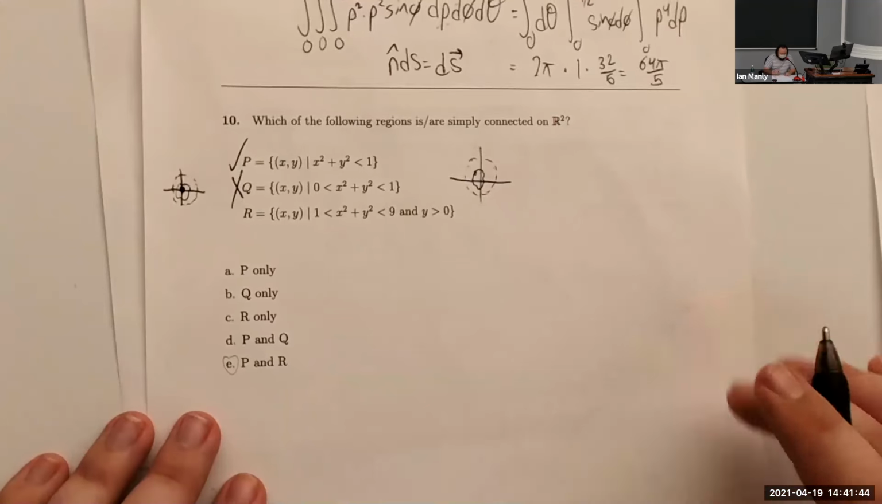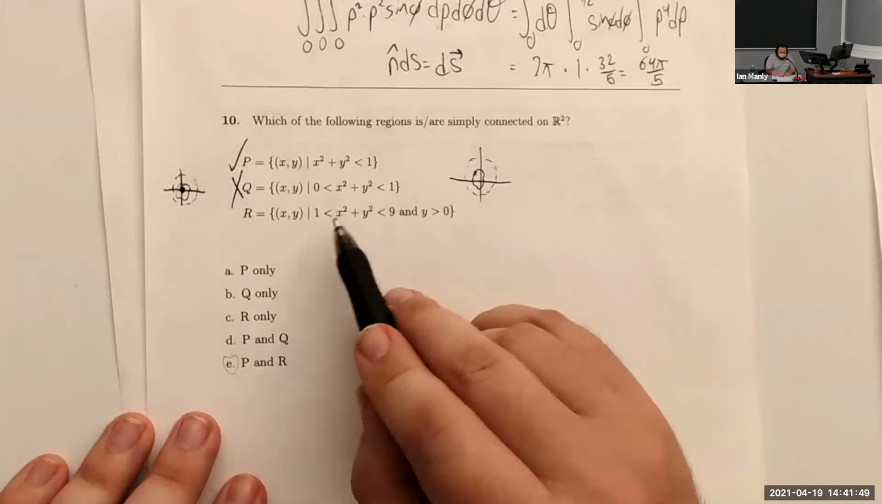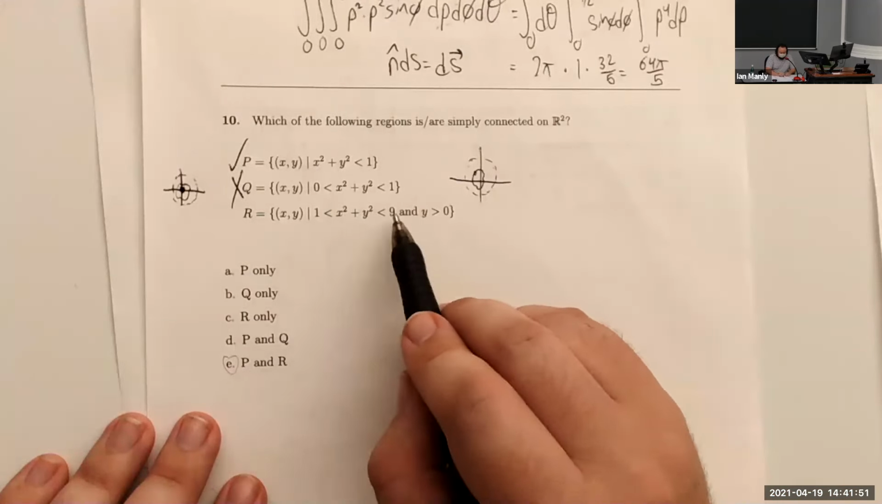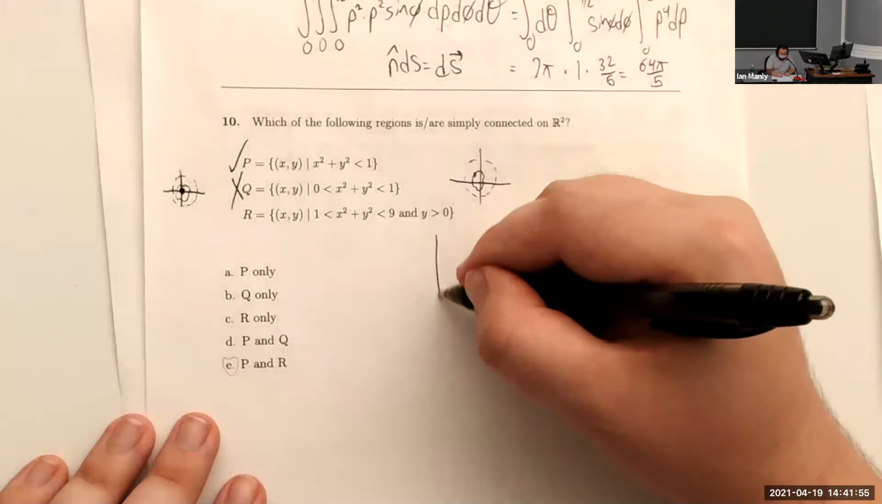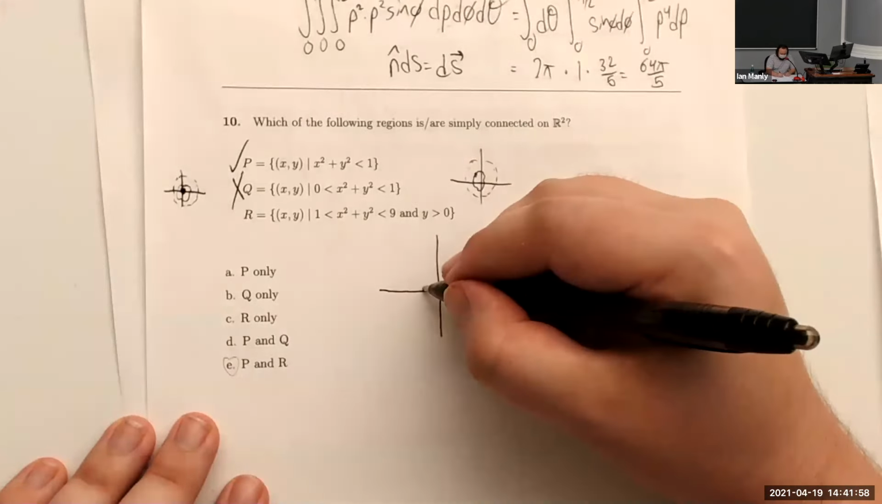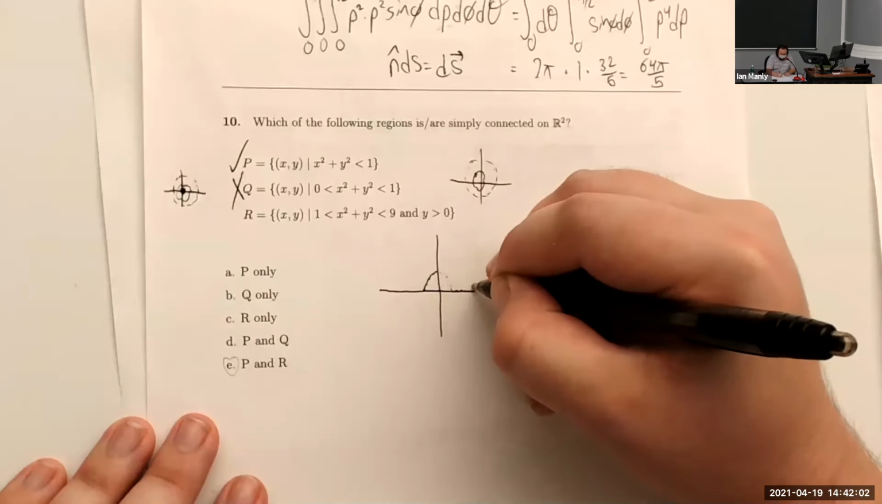All right. And then the final one here, 1 is less than or equal to x squared plus y squared less than or equal to 9. So we're between two circles of radius 1 and 3. But y has to be positive. Let's take a look at that. This is like an open annulus. Well, it's open, so I should draw the dotted lines.